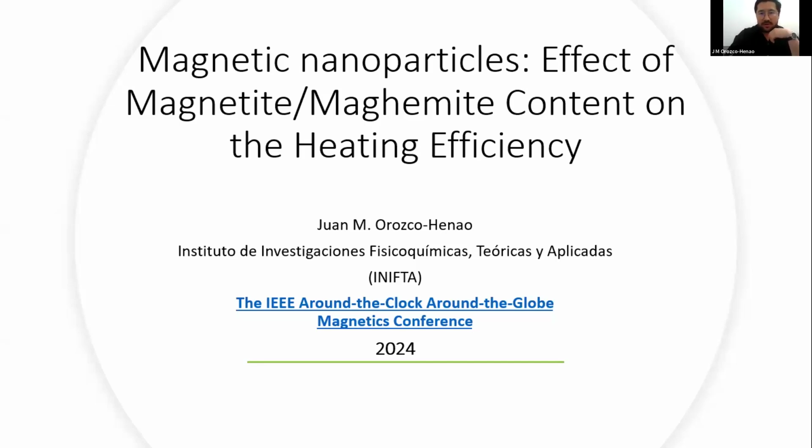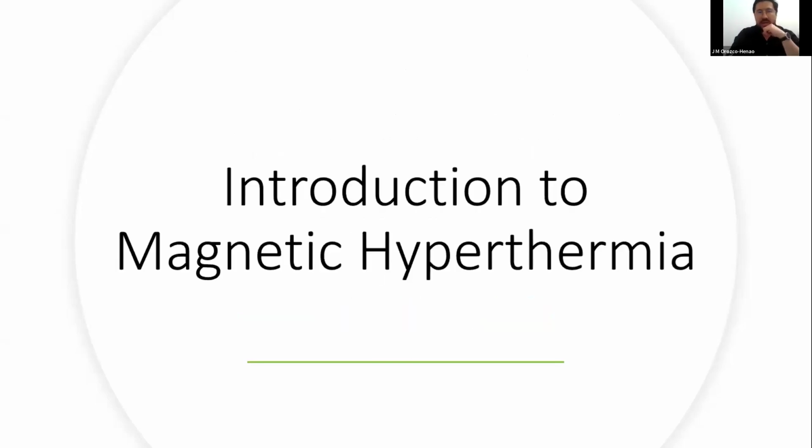Okay, let's start. I will present this talk titled Magnetic Nanoparticles: Effect of Magnetite and Maghemite Content on the Heating Efficiency, in which I aim to provide a new perspective on the properties that make iron oxide nanoparticle systems particularly interesting for applications in magnetic hyperthermia. First, I will present some introductory aspects regarding magnetic hyperthermia.